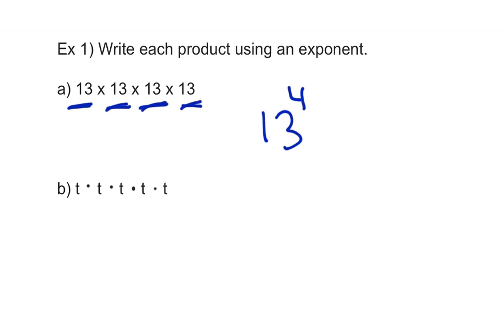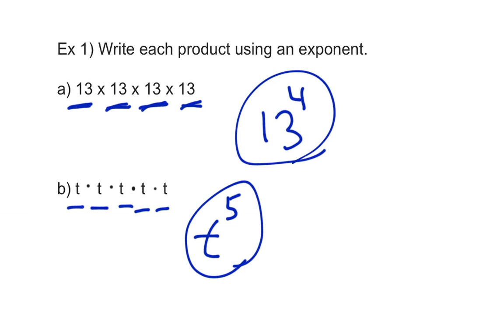For part B, it's t times t times t times t times t. It's the same thing. It doesn't matter if it's numbers like 13 or if we're using variables like t. The t is the thing that's being repeated over and over again. So that becomes our base, and then because there are 1, 2, 3, 4, 5 of them, that's where we get our exponent of 5 from. So our final answer is t to the 5th power. Again, I always like to circle my answers when we're done. And that's really all it is, guys. So that's one type of question that's going to be expected that you know how to do, just how to write the power, how to write it as a base and an exponent.